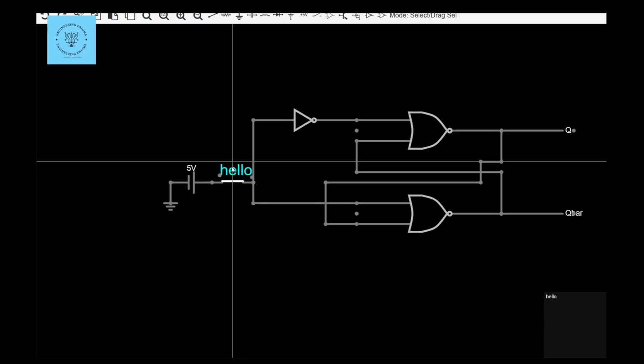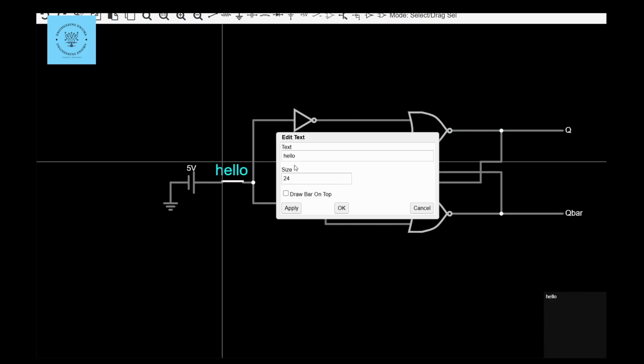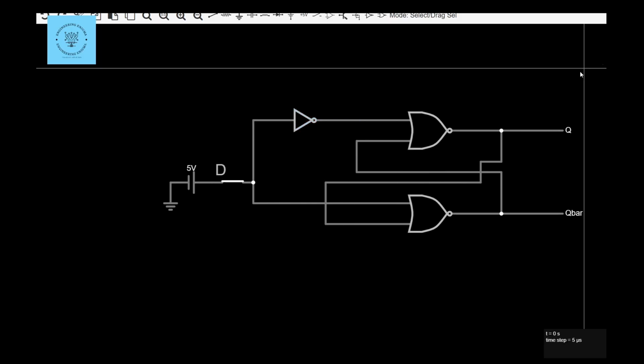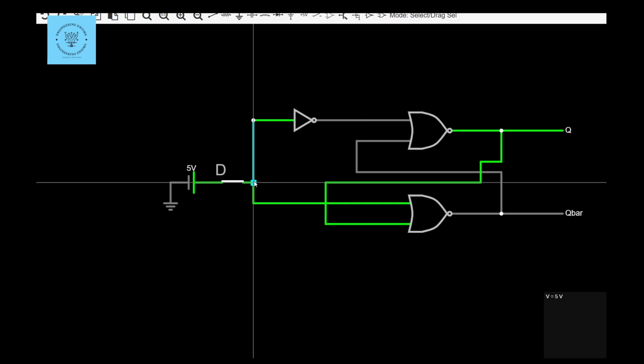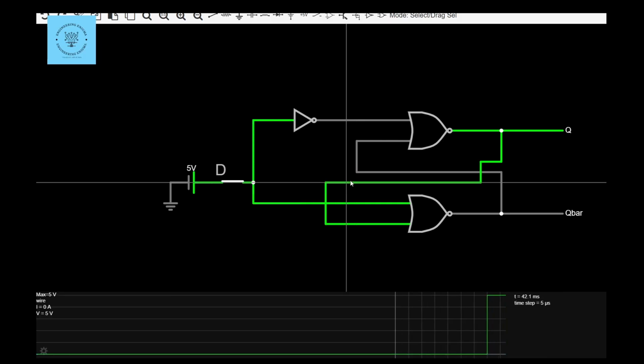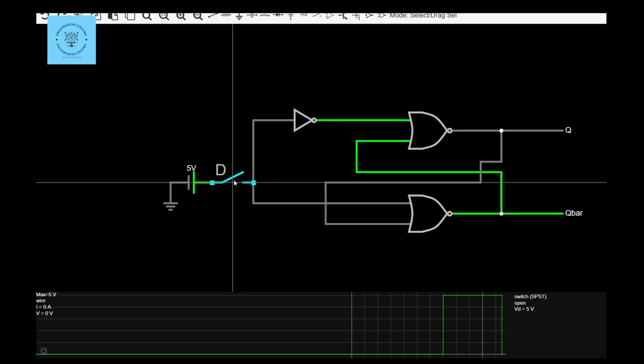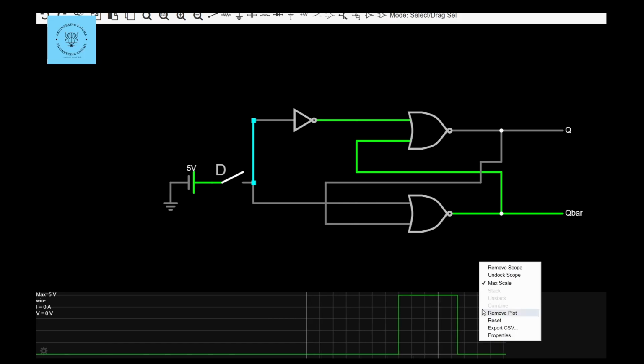Now let's observe the circuit operation. When I toggle the switch and make D high, the output becomes high. When I make D low, the output becomes low. The circuit remembers the value and holds the output. This behavior shows that D-latch works like a simple memory element that stores one bit of data.